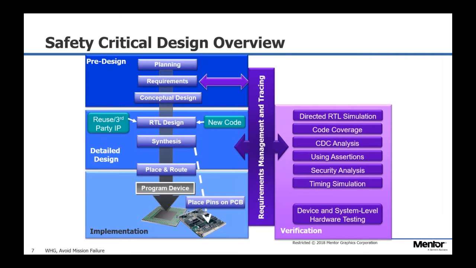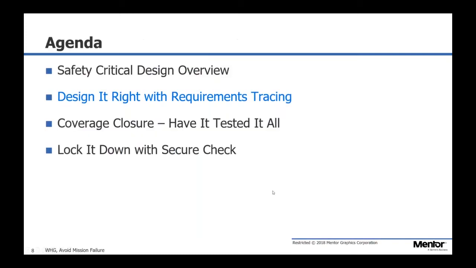So that safety critical design process, like I said, starts out with a lot of pre-design, the planning, creating requirements, maybe doing a high-level conceptual design. Then over here on the verification side, you create a set of tests to test your design. You're doing code coverage to make sure that you're coding everything. And then in the middle here is the requirements tracing.